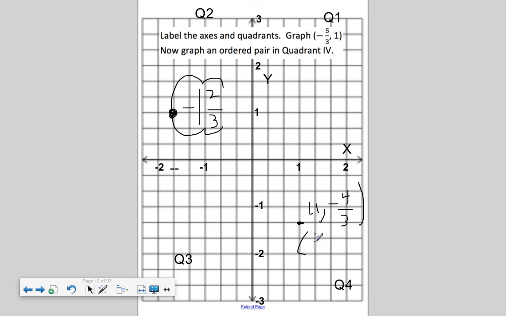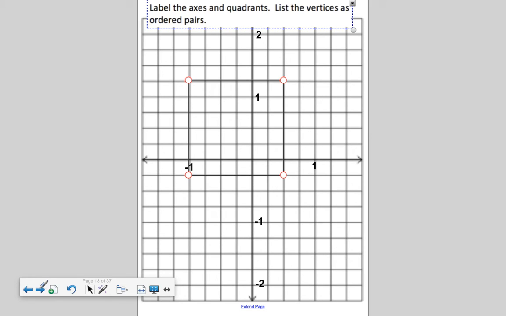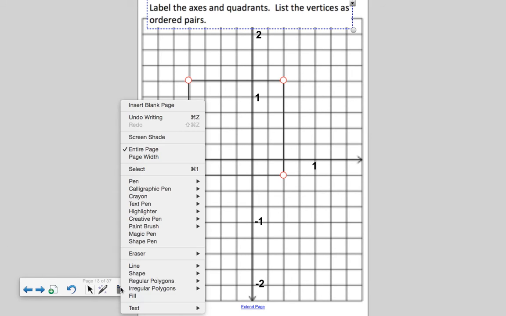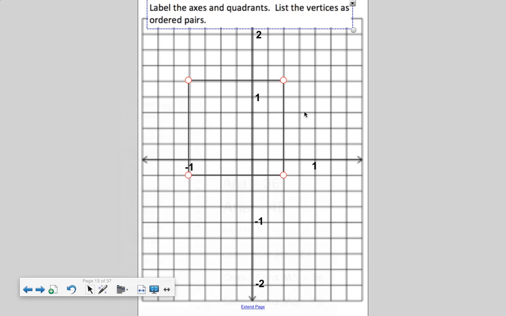Is there another way I could have stated that? Let's see. 1/3, 2/3, negative 1. Negative 1 and 1/3. So 1 comma negative 1 and 1/3, or 1 comma negative 4/3. Here's our next example. Label the axis X, Y, quadrant 1, quadrant 2, quadrant 3, and quadrant 4.